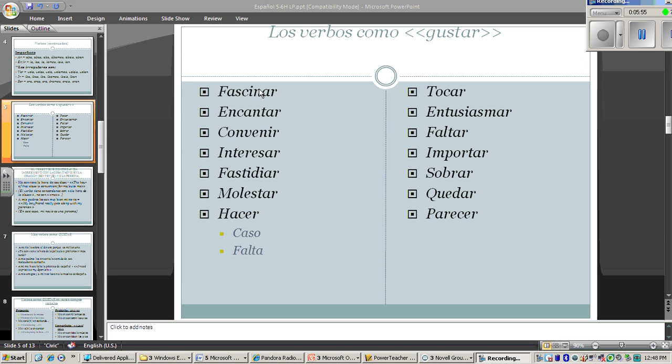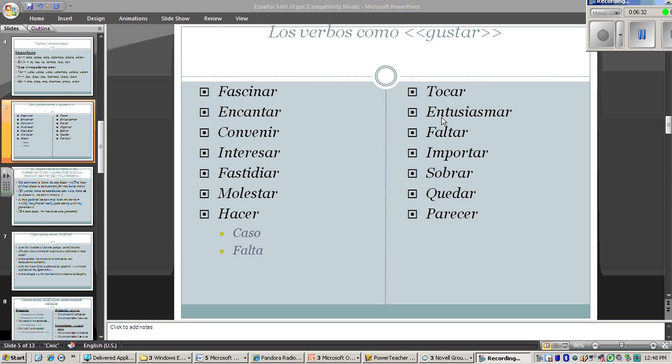So let's talk about it one more time. Fascinar, encantar, sinónimos, que significan que estás expresando emociones fuertes positivas. Convenir, to be convenient for, or to make it work, to suit you. Me conviene. Me interesa, it's interesting to me. Fastidiar y molestar, they both mean to annoy. Remember, fastidiar is more along the lines of to pester. Hacer caso, to pay attention. Hacer falta, necesitar. Faltar, to miss out on or to miss. Tocar, me toca, it's my turn. Me toca a mí, it's my turn.